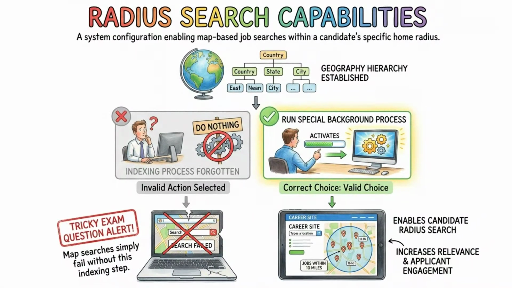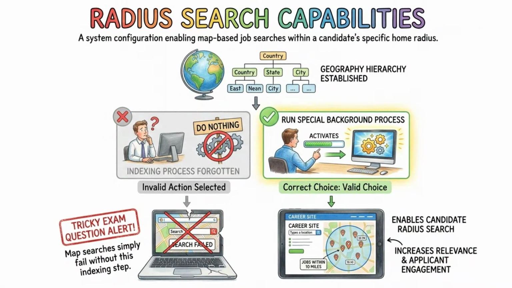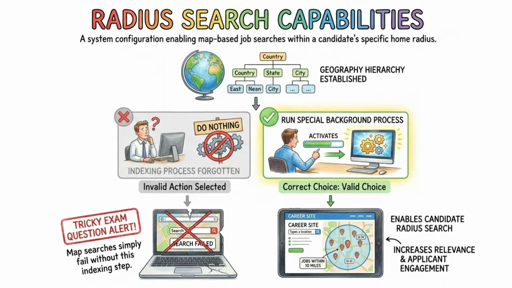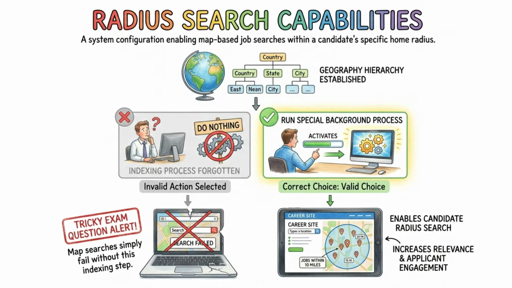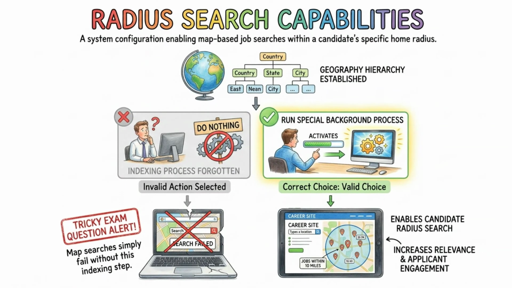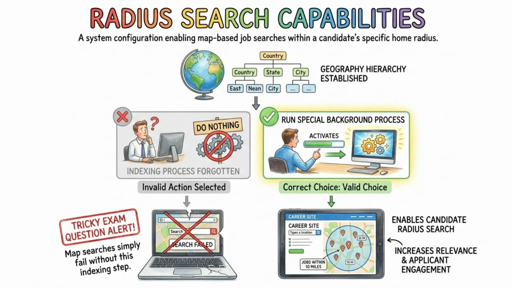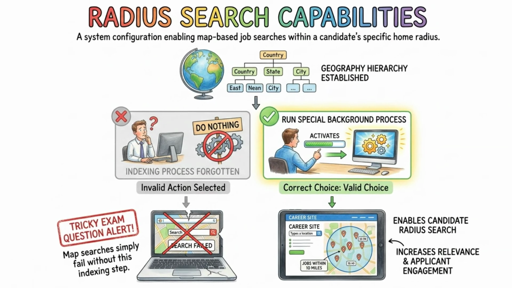To customize the system for a specific company, you will frequently use a feature called lookups. Lookups are simply the customizable lists of values that appear in drop-down menus throughout the recruiting application. For instance, if you want to add a new reason for rejecting a candidate, you would edit the specific lookup code tied to candidate rejection reasons.